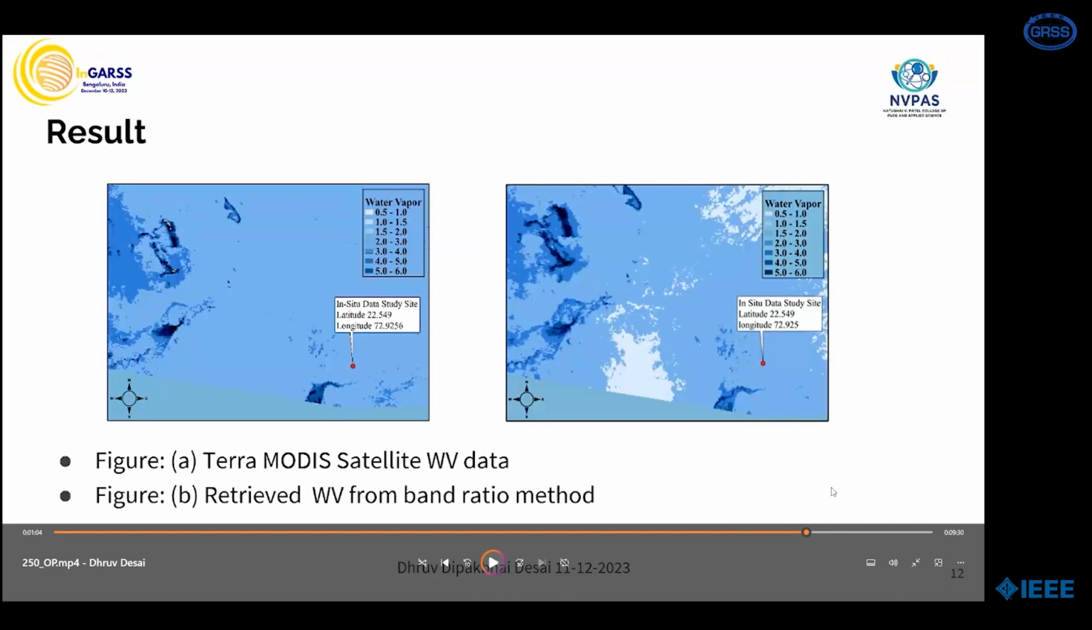Figure 1 is the Terra MODIS data of water vapor, which we have taken for the 8th of February, the date we selected to retrieve the water vapor at that particular location that you can see in the figure. And figure B is the retrieved water vapor from the band ratio method. So you can see the similarities between these two images. From these images, we can say that the retrieval of water vapor from the band ratio technique is showing very good results.